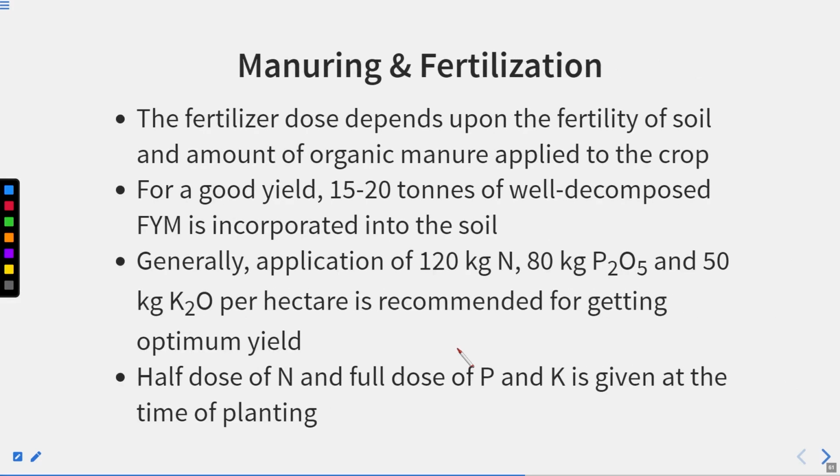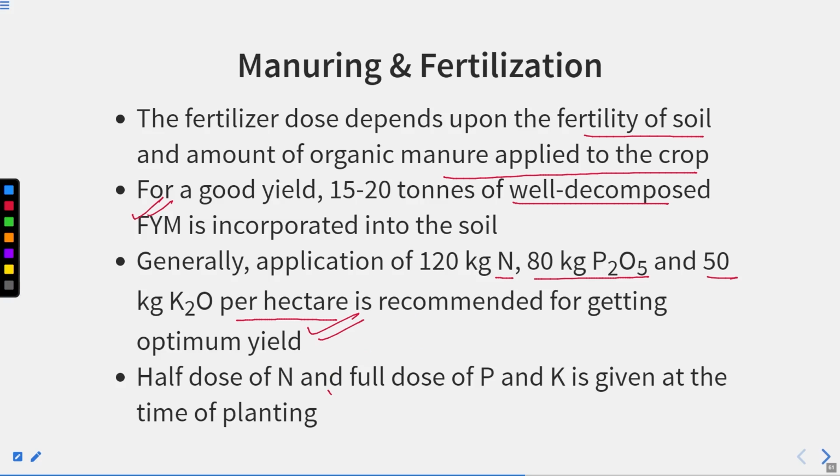Manuring and fertilization. The fertilizer dose depends upon the fertility of the soil and the amount of organic manure applied to the crop. For a good yield, 15 to 20 tons of well decomposed farmyard manure is incorporated into the soil, and generally an application of 120 kg of nitrogen, 80 kg of phosphorus pentoxide, and 50 kg of potassium oxide per hectare is recommended for getting the optimum yield. So these are some of the fertilizers that we can use.